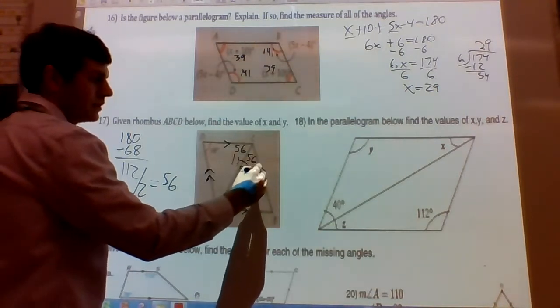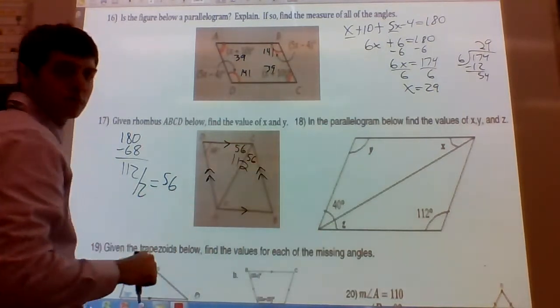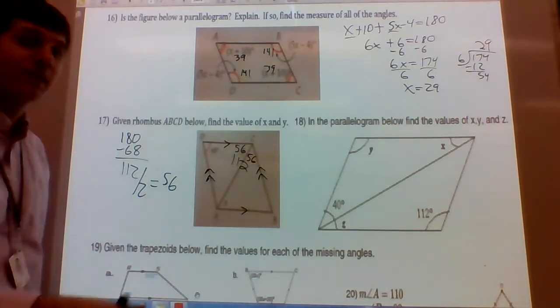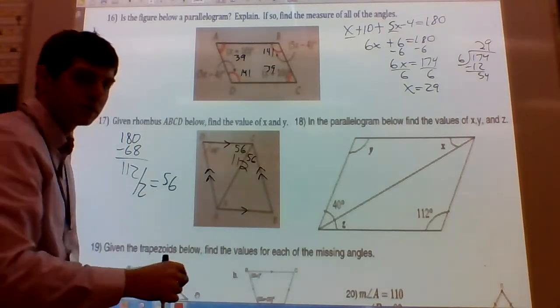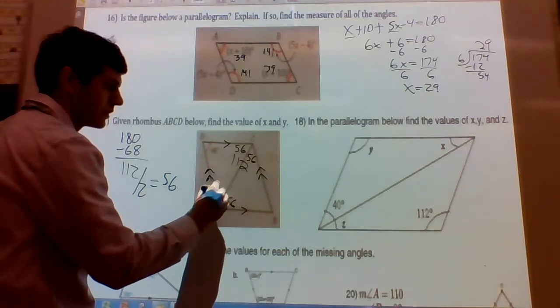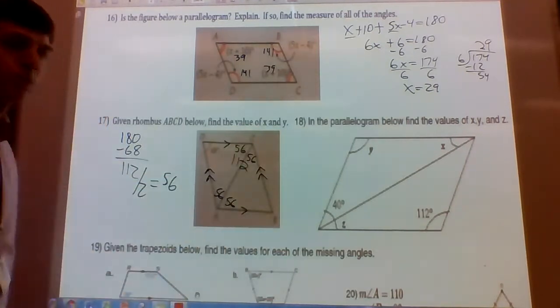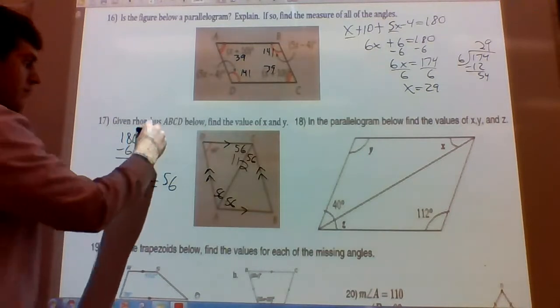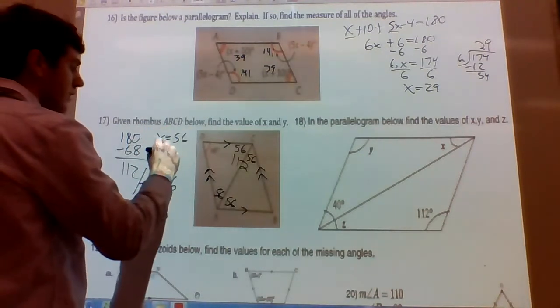Then, since it's a rhombus, it's a parallelogram, so DC is parallel to AB, and AD is parallel to BC, so we can use alternate interior angles. The alternate interior angle theorem says if the lines are parallel, alternate interior angles are congruent. So we get 56 and 56. So x and y are both going to be 56. X is 56, y equals 56.